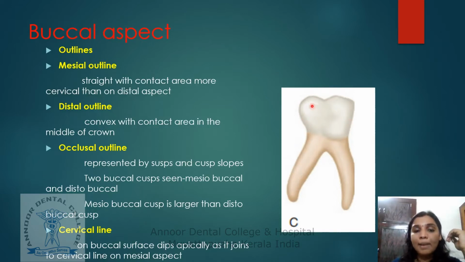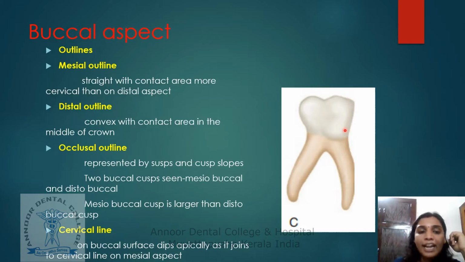Occlusal outline is represented by the cusps and cuspal slopes. Two cusps can be seen, that is mesiobuccal and distobuccal. This is the mesial side and this is the mesiobuccal cusp. This is larger than the distobuccal cusp.